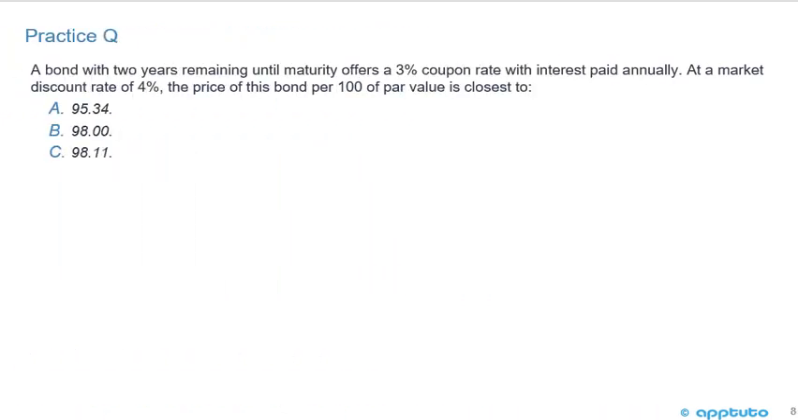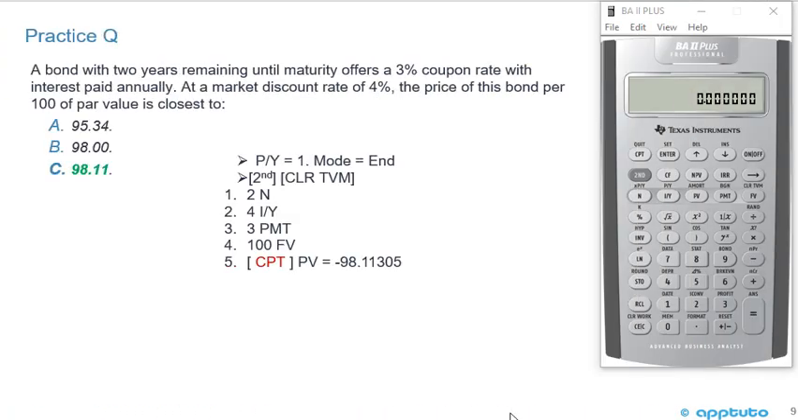So the first practice question: a bond with 2 years remaining until maturity offers a 3% coupon rate with interest paid annually. At a market discount rate of 4%, the price of this bond per $100 of par value is closest to A, 95.34, B, 98, or C, 98.11. Okay, so we'll read the question carefully. It's 2 years remaining until maturity, 3% coupon, interest paid annually.